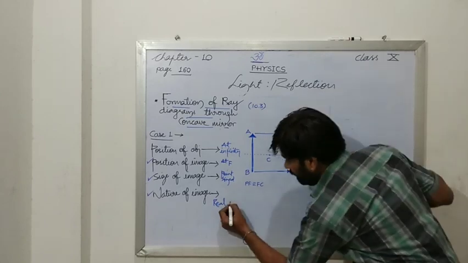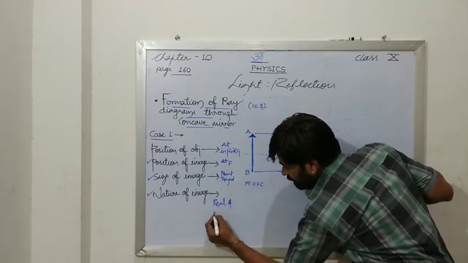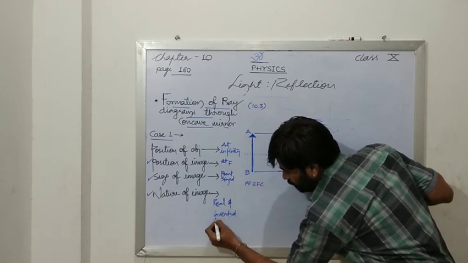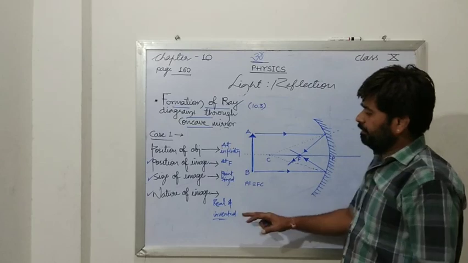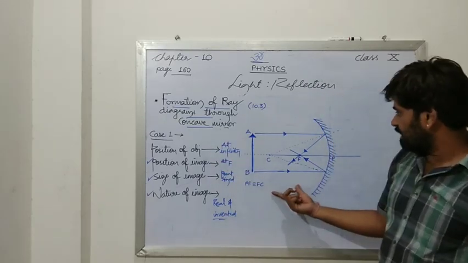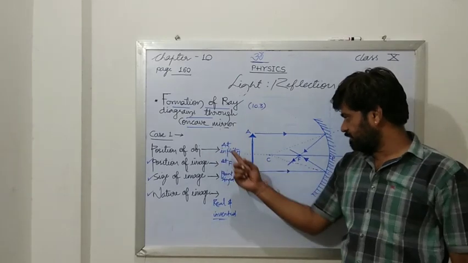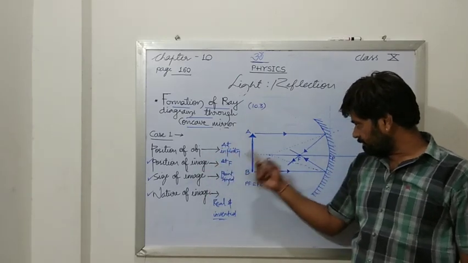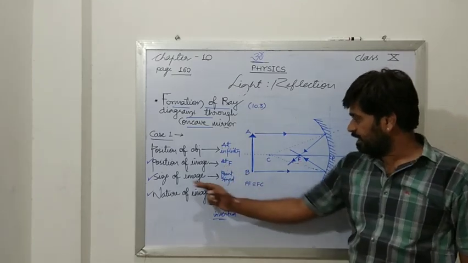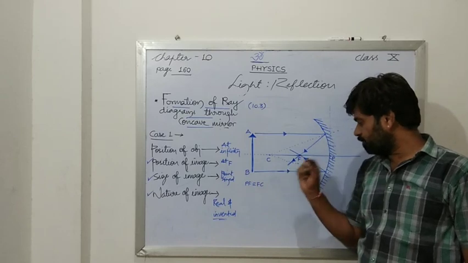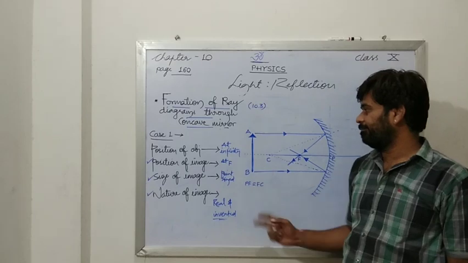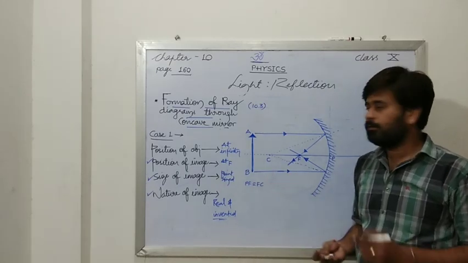Okay, real, and one more term you will see: real and inverted. Yes, it is very hard to digest, sir, why it is inverted, so we will see it later on in upcoming cases. So this was case number 1, in which the position of object was at infinity. The position of image, for the ray diagram we have drawn, is at focus. The size of the image is point size because we got our dot only. And the nature of image is real and inverted. So this was case number 1.